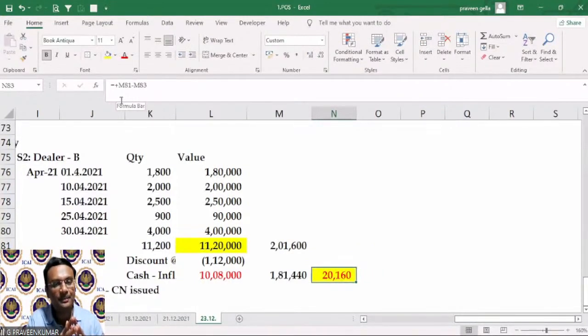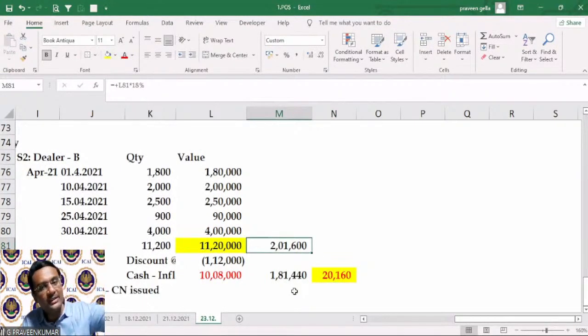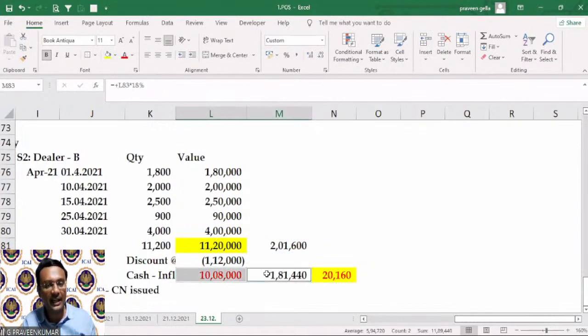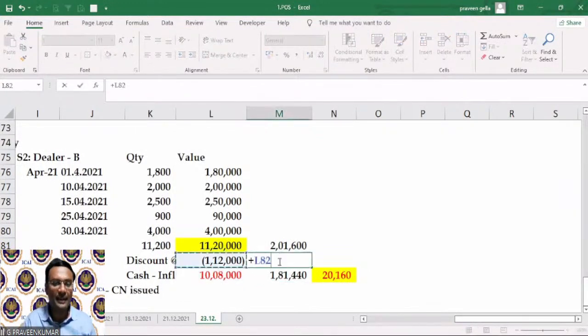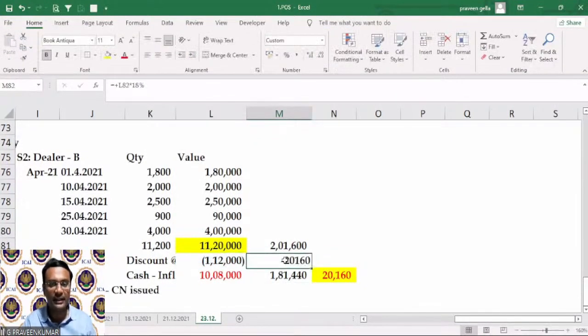Now, what happens? In the month of April, ITC has to pay 2,01,600 to the government, but actually Mr. B will pay 10,08,000, and on that GST of 1,81,000, a total of 11,89,000. Why so? Sir, I am entitled to a discount of 1,12,000. On that, I am saving 18% cash outflow. So 20,000 is a saving to this particular Mr. B.